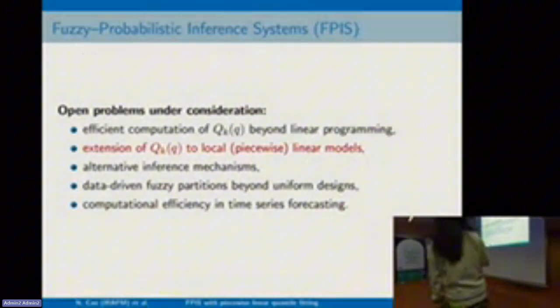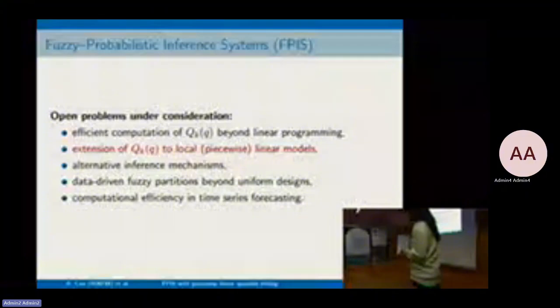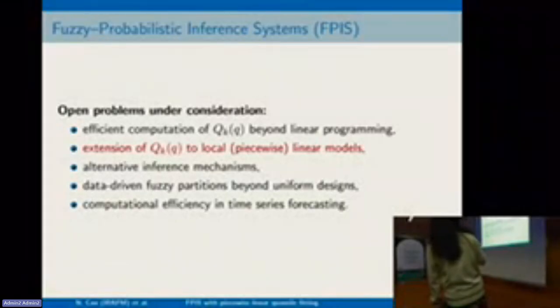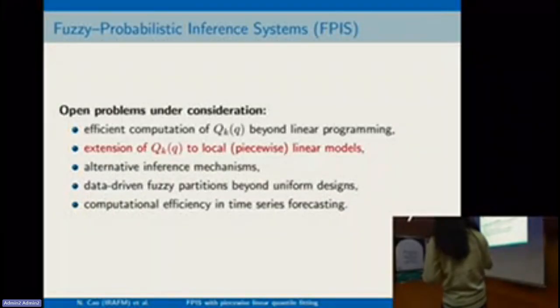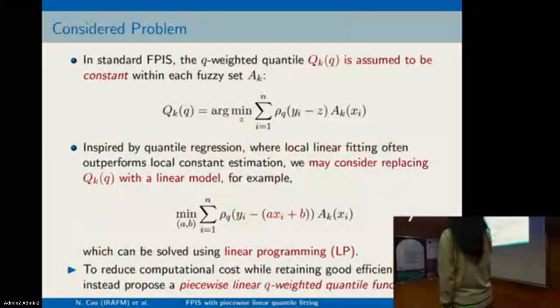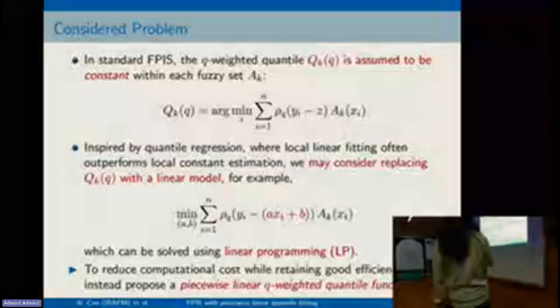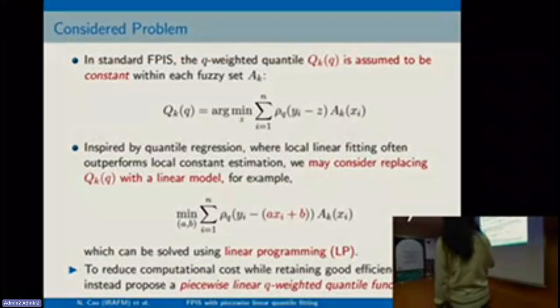Before, we gave two talks about the inference mechanism with alternative methods and the data-driven fuzzy partitions. And now we will focus on the extensions of the determination of the quantile values in the form of a constant to piecewise linear models. Here I just want to recall, typically we determine the quantile values for a quantile level q as the minimizer of this objective function. And so far it has been a constant.